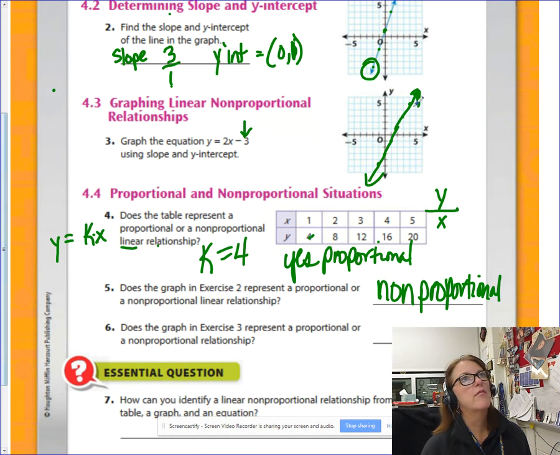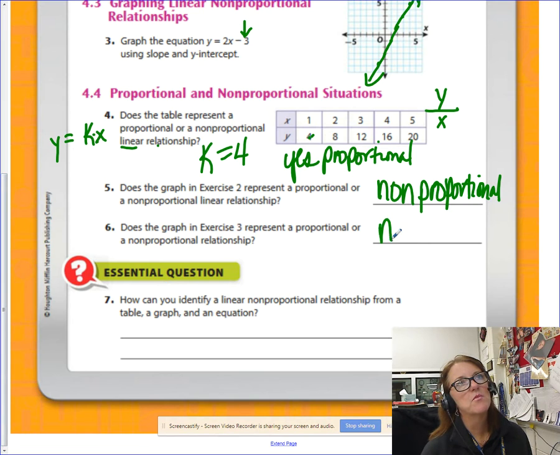How about in 3? This guy? Oh, totally not proportional. Same reason again. It's not going through the origin.